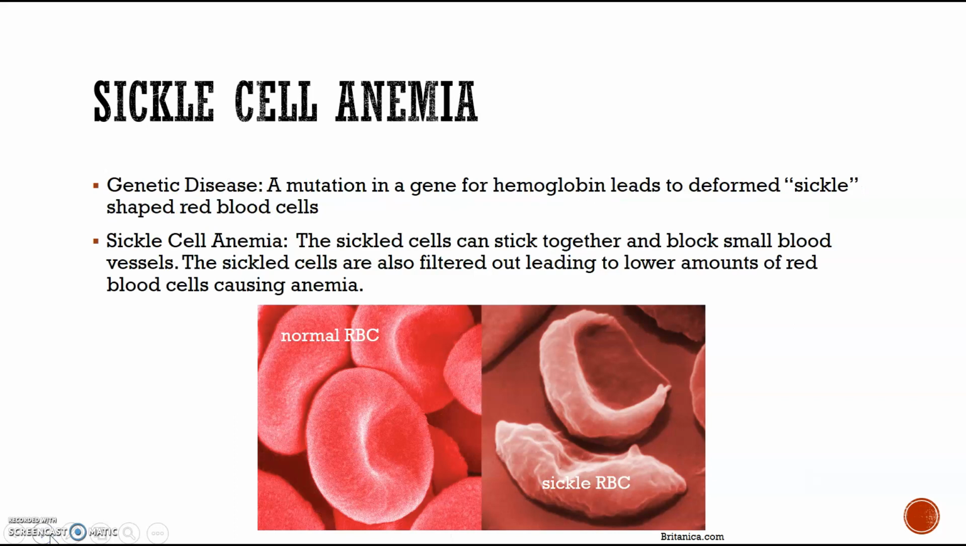Okay, background. One of the things you're going to be talking about a lot in this lab is something called sickle cell anemia. It's a genetic disease. It's a mutation in a gene for hemoglobin, the protein in your red blood cells that carries oxygen. And it leads to deformed sickle-shaped red blood cells, as you can see down here.